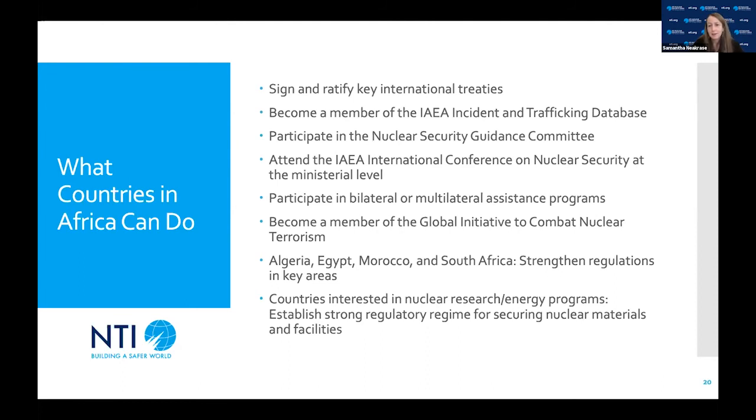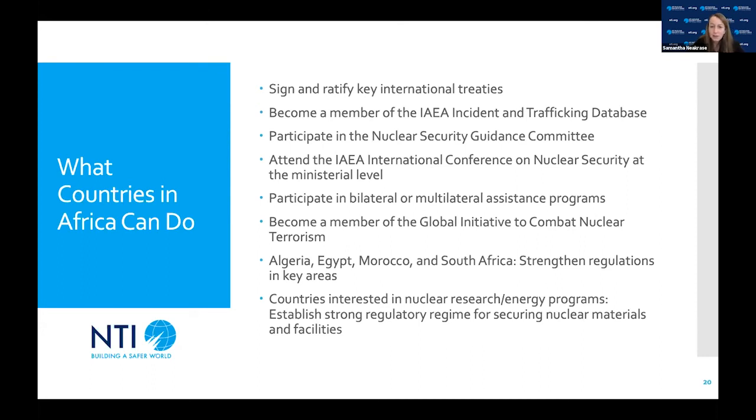Attending the IAEA's nuclear security conference that happens every 3 or 4 years, sending a minister to that conference, is really important to demonstrate countries' commitment to nuclear security. And it's an opportunity to engage with peer ministers, have those bilateral conversations, and really highlight the things that your country is doing and get some sort of public credit for that. That's important as well to encourage other countries to do the same.